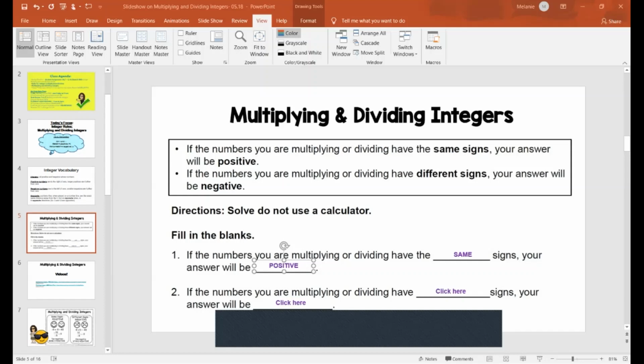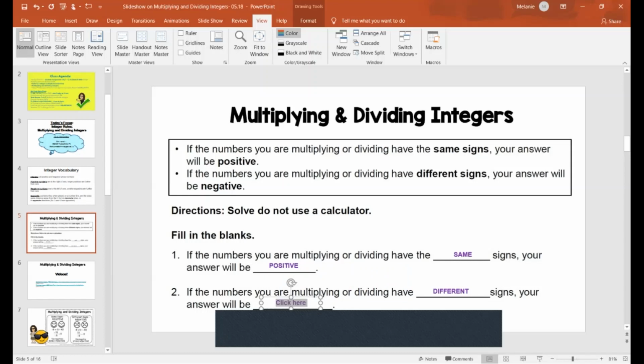And we're just at the start of this, so we're going to be practicing a lot of these. You're going to have this down before the end of this lesson. So if the numbers you're multiplying have different signs, then your answer is definitely going to be a negative answer.